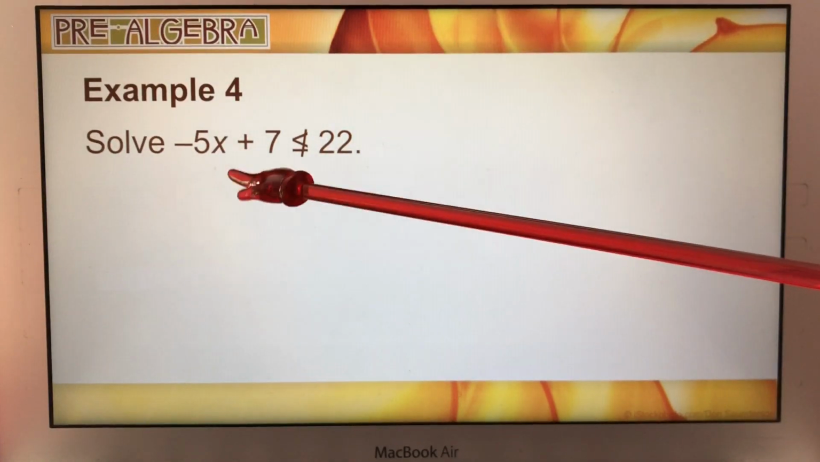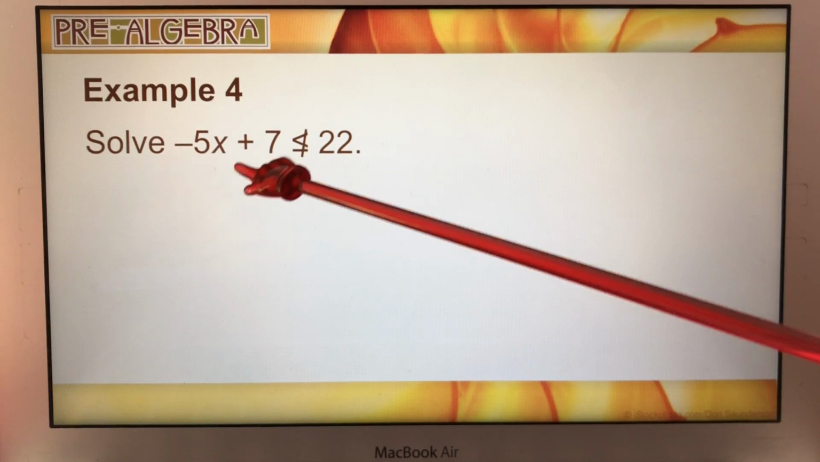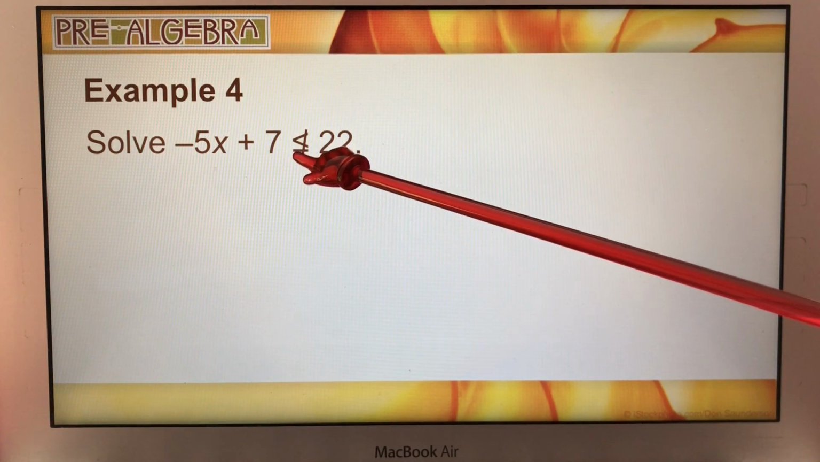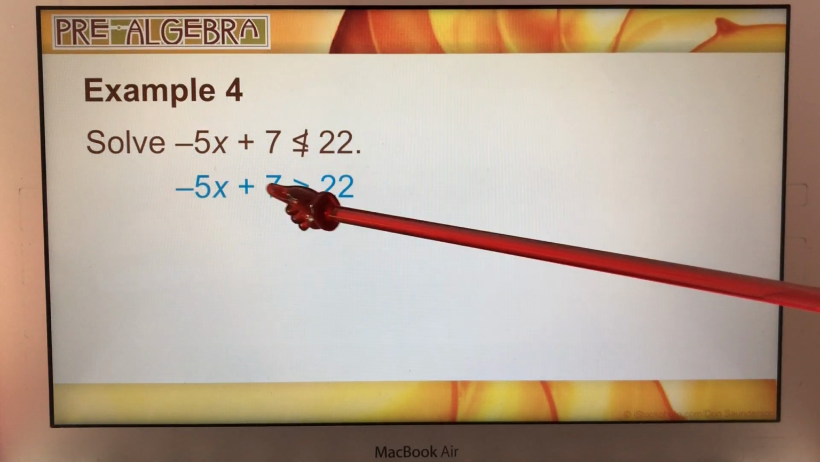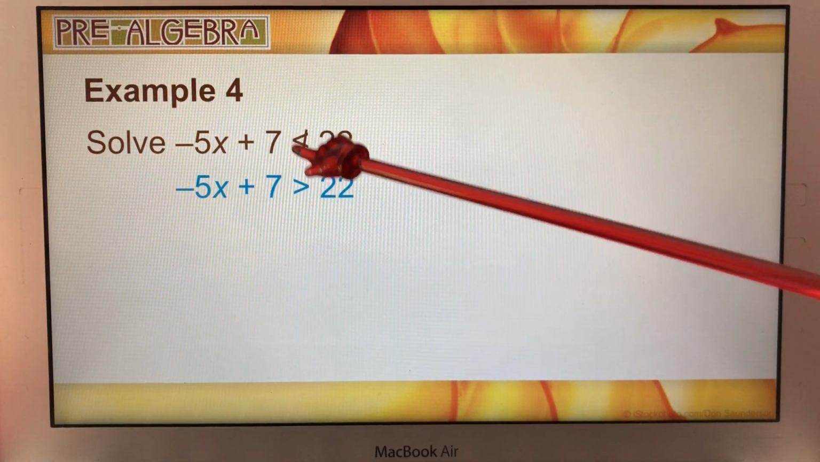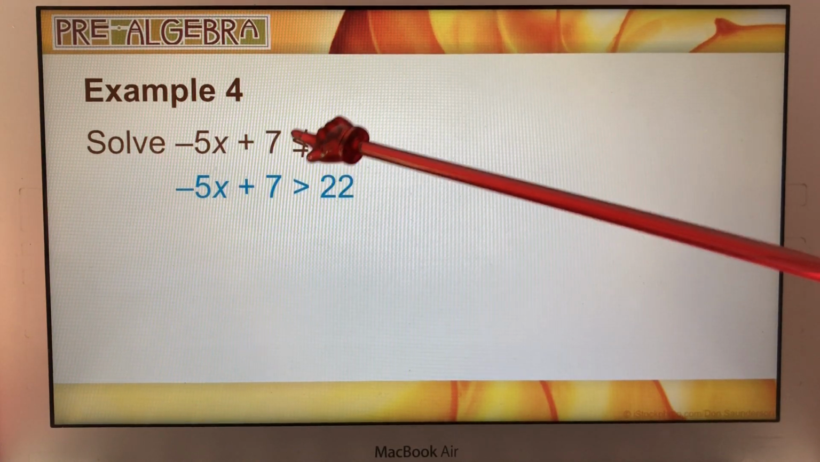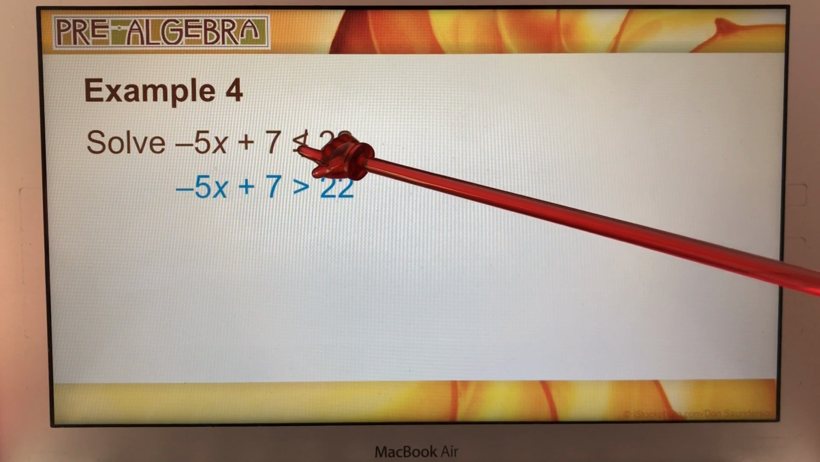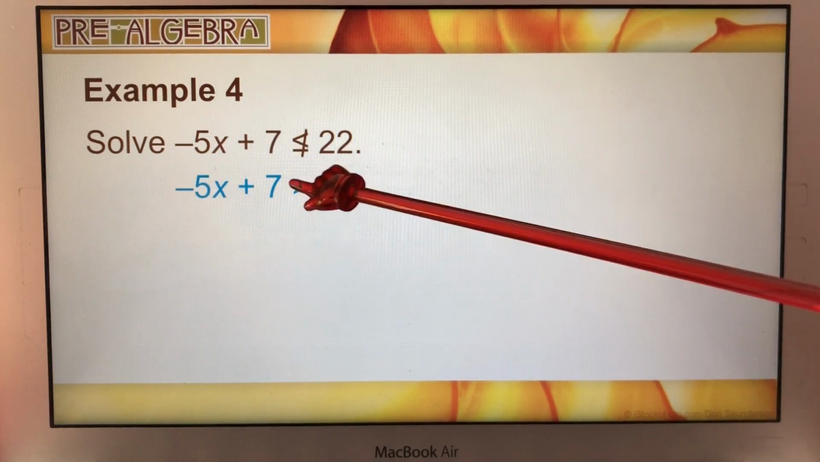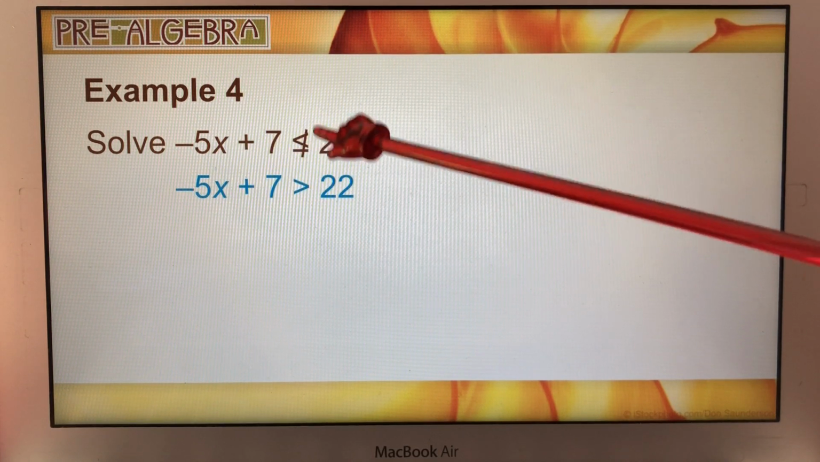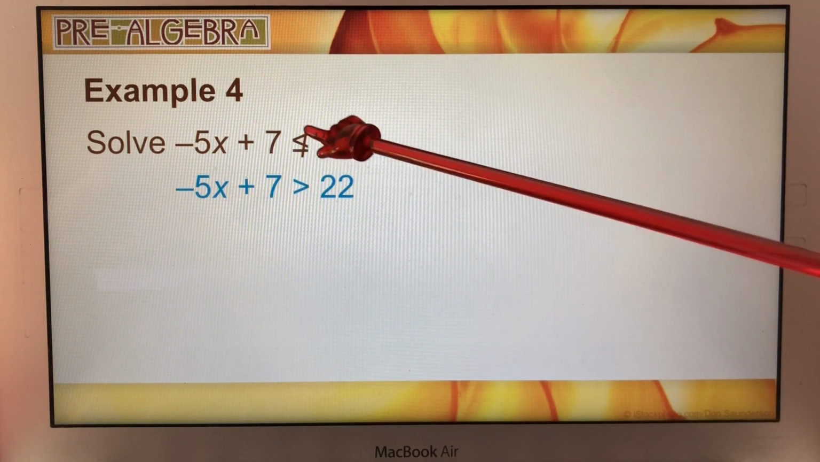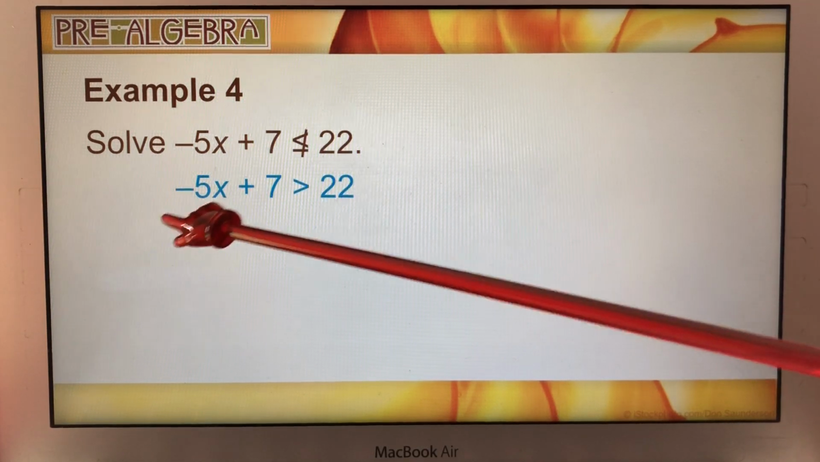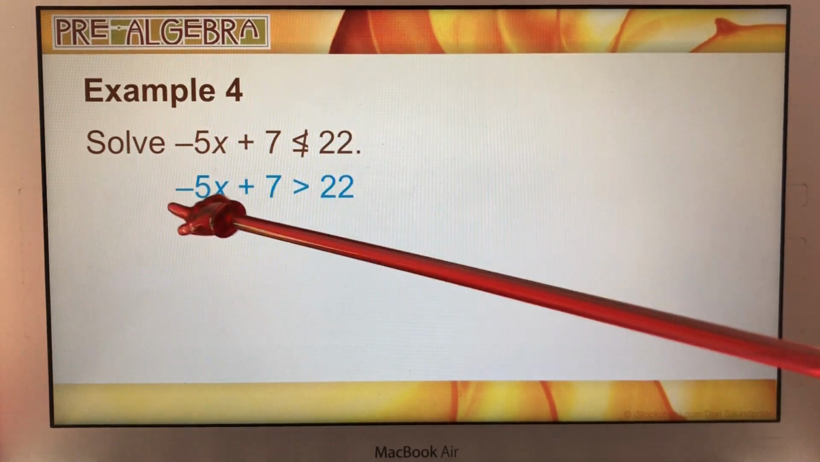All right, now let's take a look at this next example here. I've got negative 5x plus 7 is not less than or equal to 22. Now I'm going to solve for x. And before we do that though, if this sign says it's not less than or equal to, that means that this is greater than. We just take this inequality and flip it backwards. In other words, this is telling me that it's greater than.